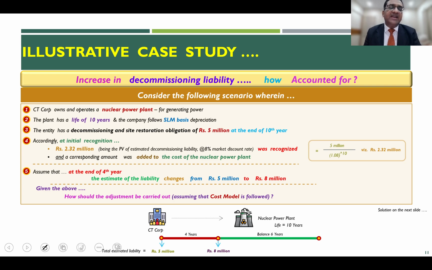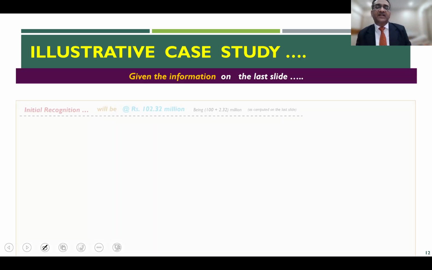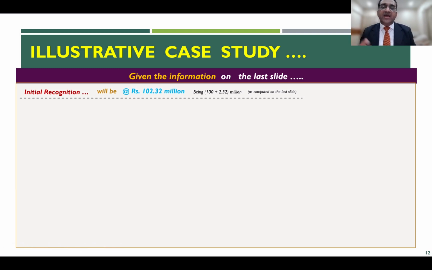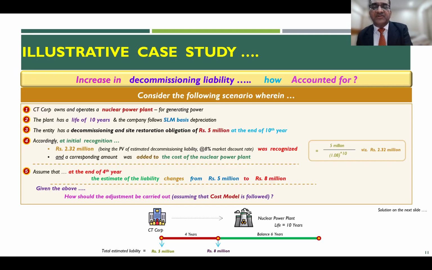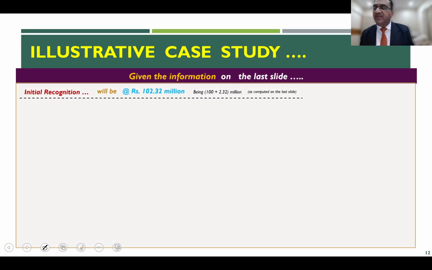You will apply the guidance in IFRIC 1 and Appendix 2 of Ind AS 16. How will you do that computation? Let's see in the next couple of slides. You would have seen, I have not mentioned it, but continuing, the cost of the nuclear plant was 100 million. So 100 million plus 2.32 million, 102.32, is what you will record as the cost of the PP&E. So initial recognition will be 102.32: 100 million is the cost of the power plant, and 2.32 is the present value of the liability, which we computed in the previous slide.